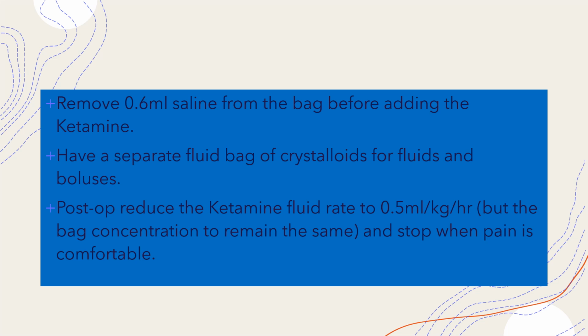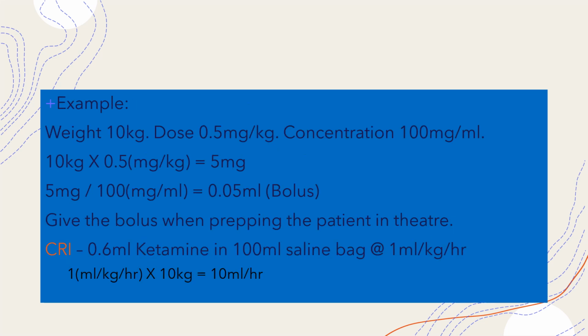And so an example to work out your ketamine: we've got the weight at 10 kilos, the dose for a bolus is 0.5 mg per kg, and the concentration is 100 mg per ml. So we're doing 10 times 0.5, which gives us 5 milligrams. Divide this by 100 milligrams per ml, which gives us a bolus of 0.05 ml. And we give the bolus when the patient's already in theatre and we're starting to prep in there.